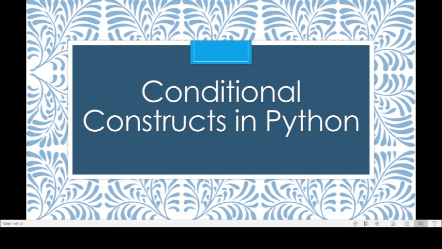Today we are continuing with the series of getting started with Python, that is unit number 3, chapter number 3 for grade 11. So the first thing that we are going to study today is conditional constructs in Python. Let us see what it is about.